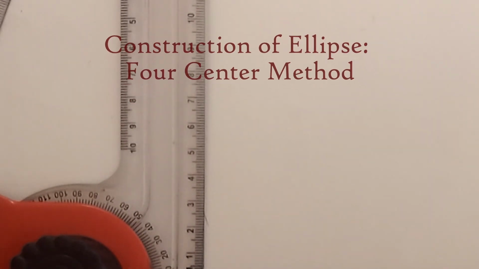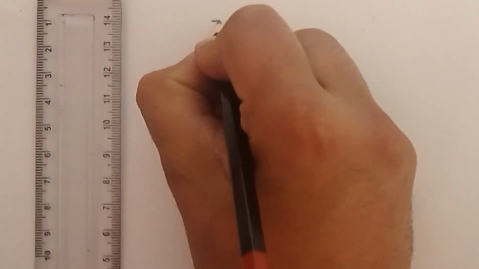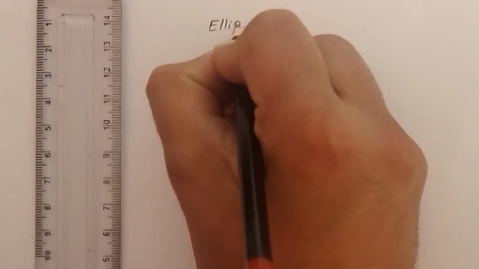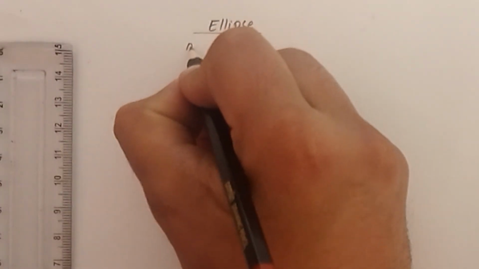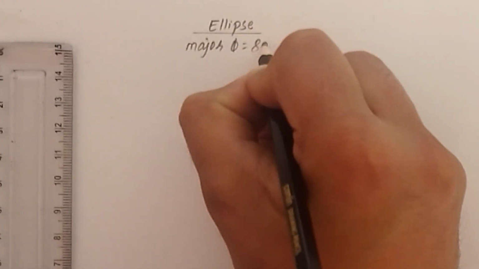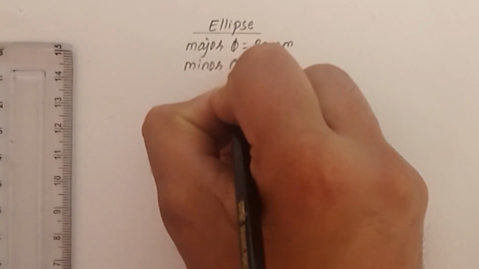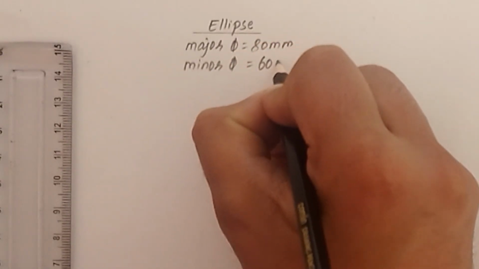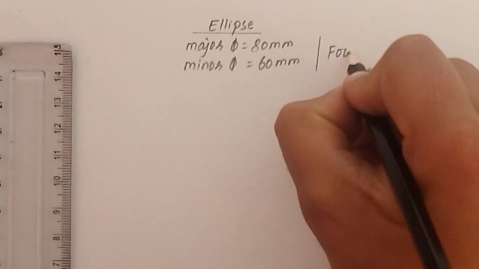Welcome. In this video we are going to learn to construct an ellipse using the 4 center method. So we are going to construct an ellipse whose major diameter is 80 millimeters and minor diameter is 60 millimeters, and we are going to use the 4 center method.